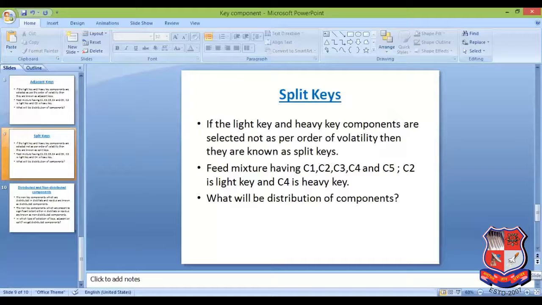Now let's move to the next concept, split key. If the light key and heavy key components are selected not as per order of volatility, then they are known as a split key, right? How is it so? Let's consider the same example, feed mixture having C1, C2, C3, C4 and C5. Over here we choose C2 as my light key, but C4 will be my heavy key component, right? So the C2 and C4 are not as per their order of volatility. There is another component C3 in between C2 and C4. That's why these key components are known as split key.